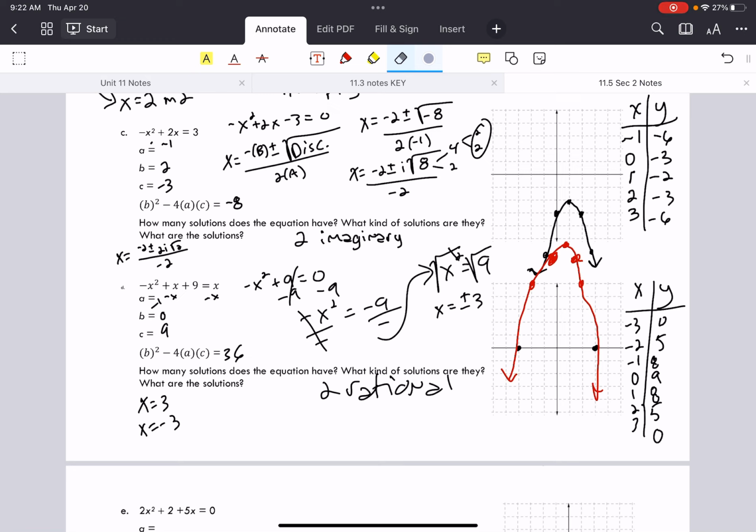We're on D, so I put the one that equaled 0, negative x squared plus 9. For C, always do the one that equals 0. So for C, I would have done 2x minus 3, the one that equals 0. Natalie, does that make sense? Yeah? Okay.